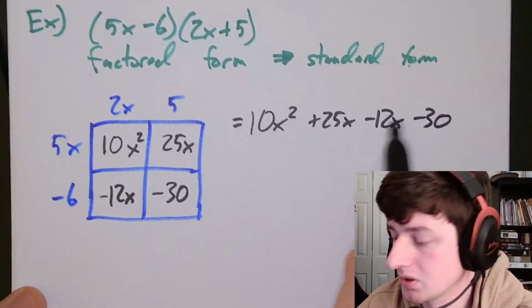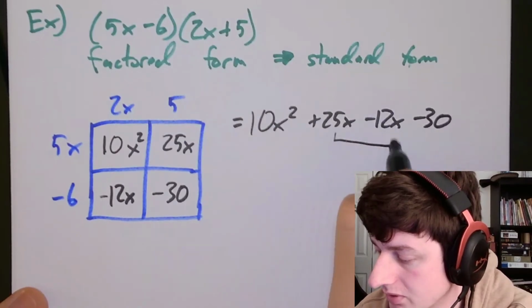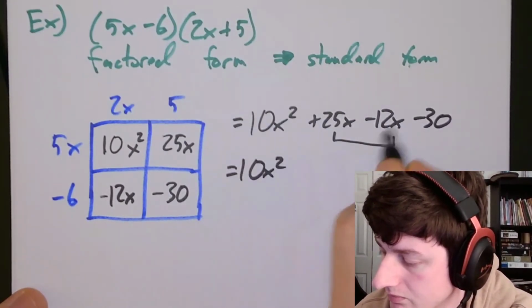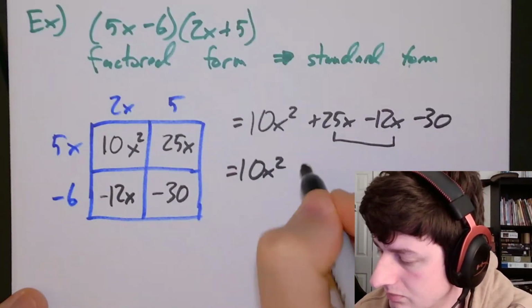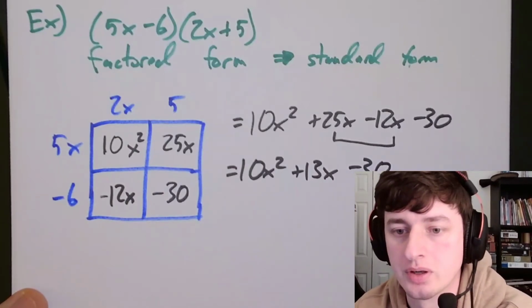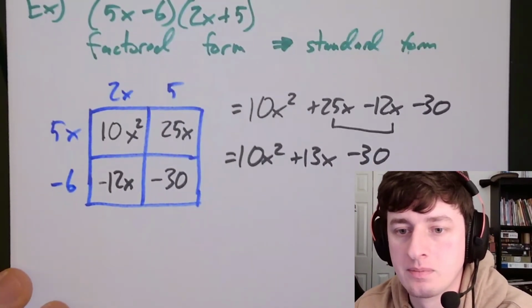And then we're just going to combine these two things. They're like terms. They both have the same variable. So 10x squared plus 13x minus 30. That's in standard form.